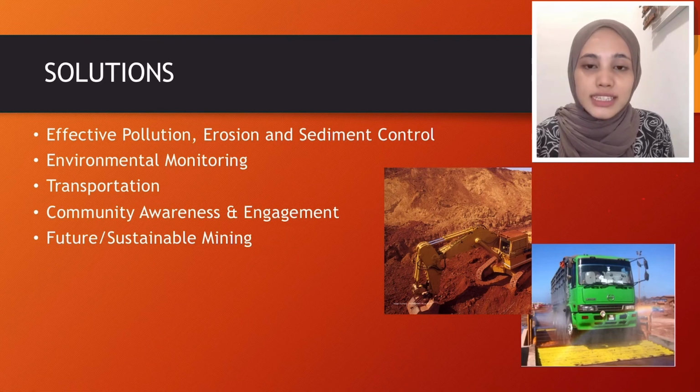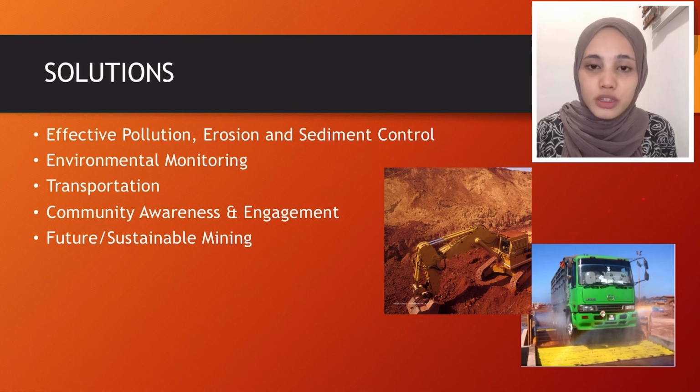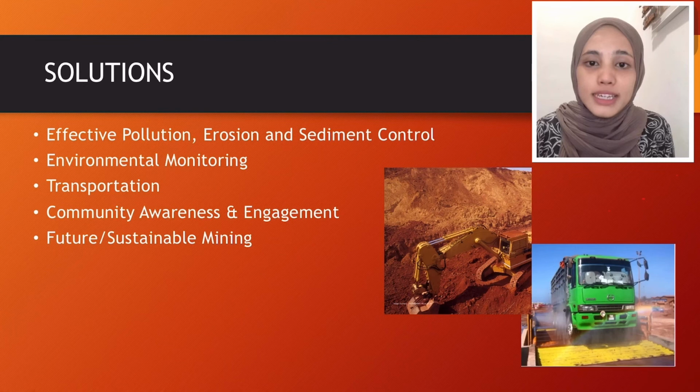Second solution is the environmental monitoring. The environmental monitoring should be conducted regularly. The environmental monitoring should include the groundwater levels and quality, water quality, air quality and others. Third solution is transportation. One of the main issues in bauxite mining is air pollution. It is suggested that every mining site and stockpile yard should install a wheel washer to reduce the tendency of mud stuck on the wheel.